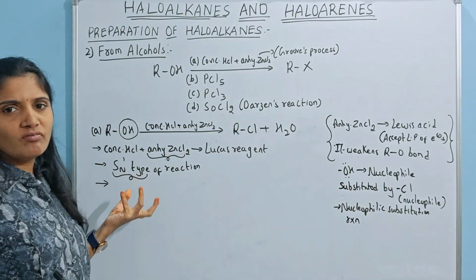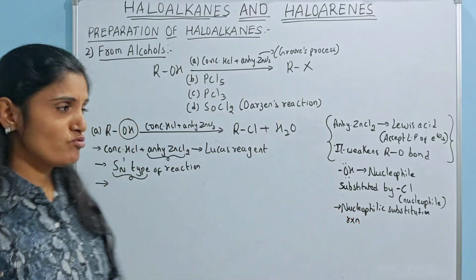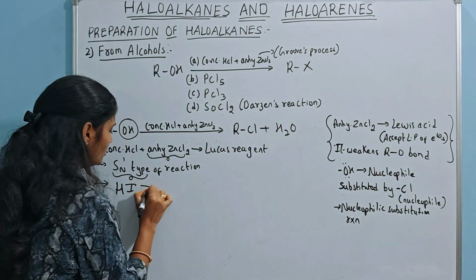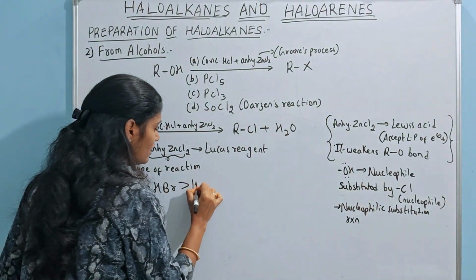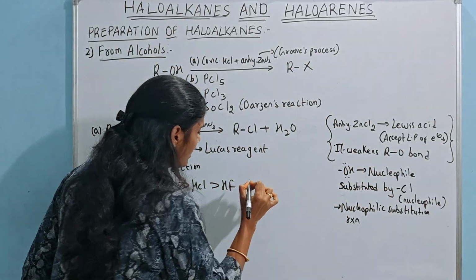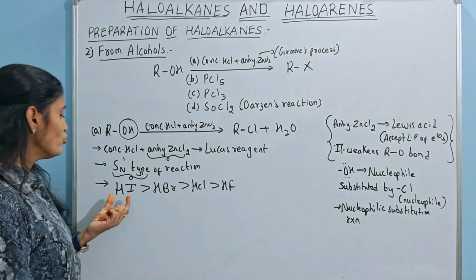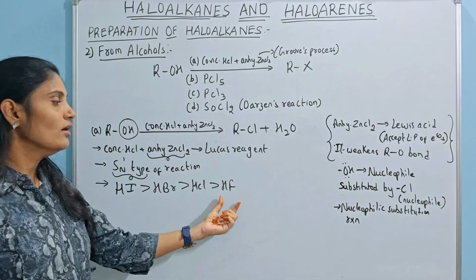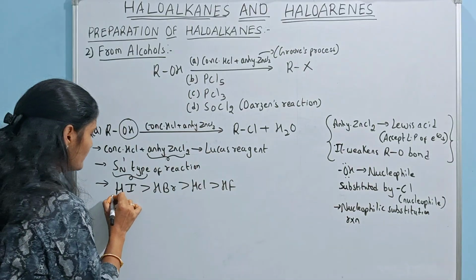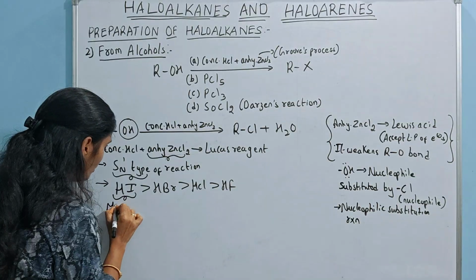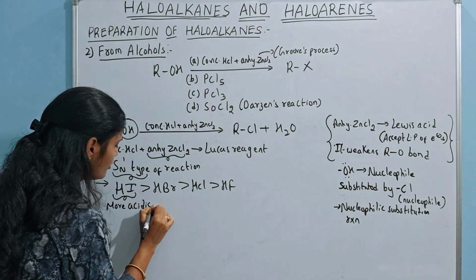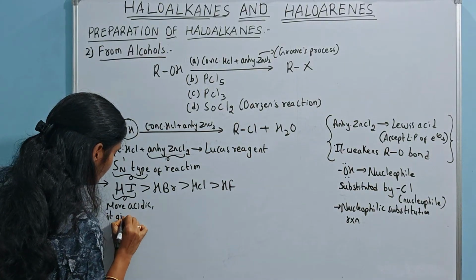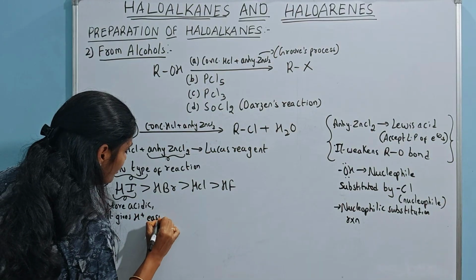Now, when we talk about nucleophilic substitution reactions and the reactivity of various hydrogen halides, the most reactive is HI, then HBr, then HCl, and then HF. If we talk about the reason, HI is more acidic. Why is it more acidic? It gives H plus easily.